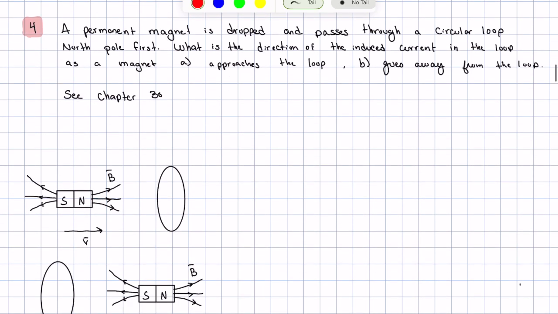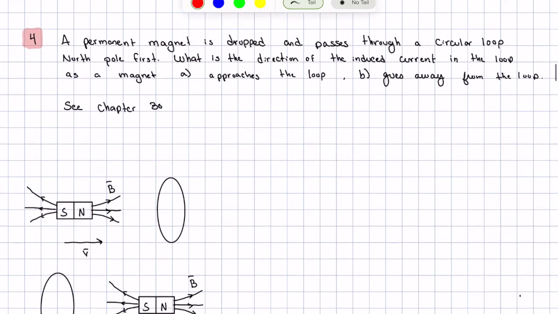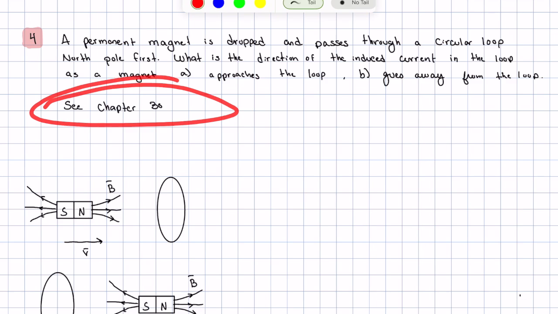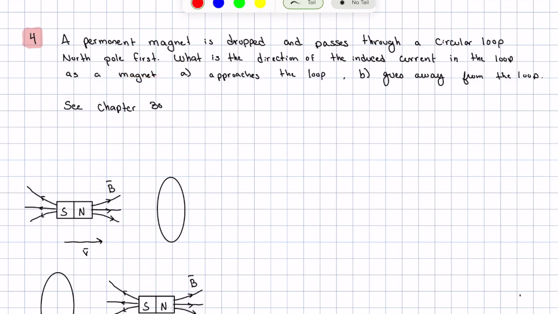We're going to move on to 4. It says a permanent magnet is dropped and passes through a circular loop, north pole first. What is the direction of the induced current in the loop as the magnet A approaches the loop and B goes away from the loop? This is chapter 30, so Faraday and Lenz's law.